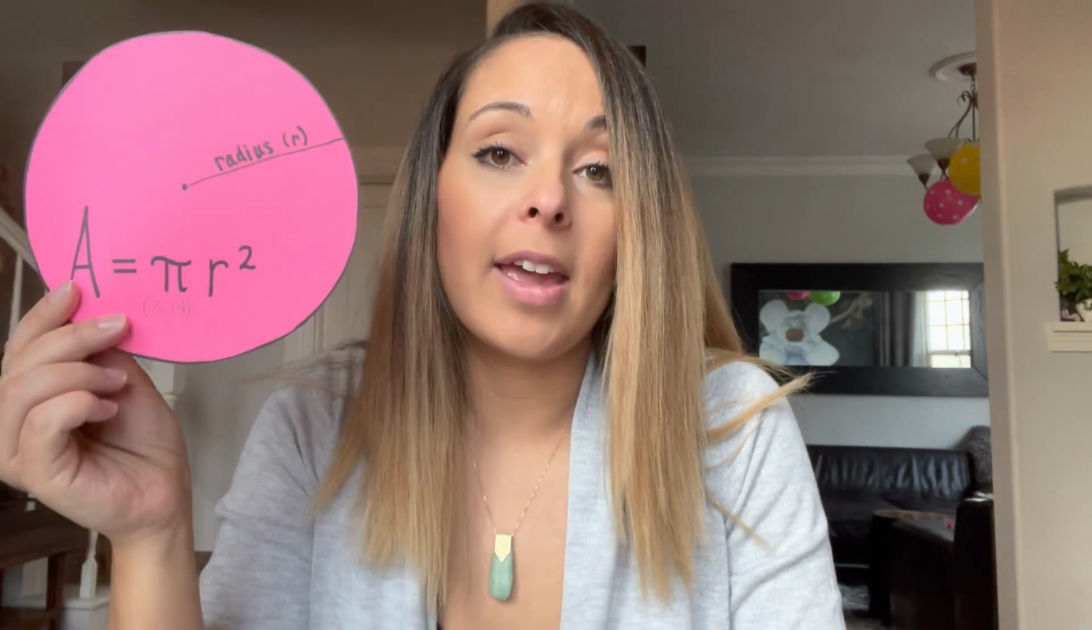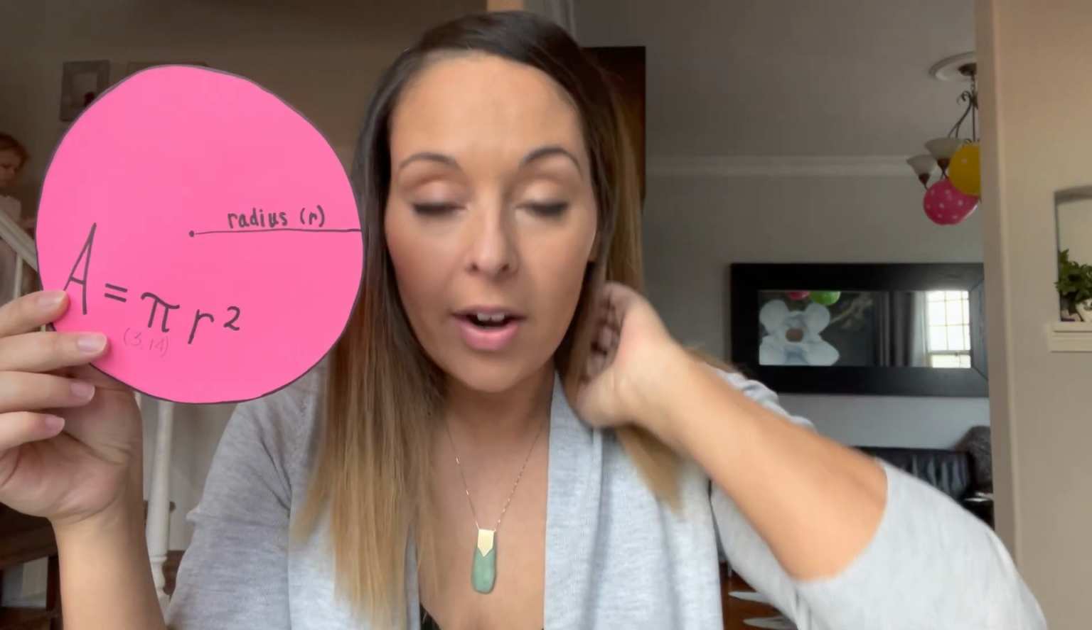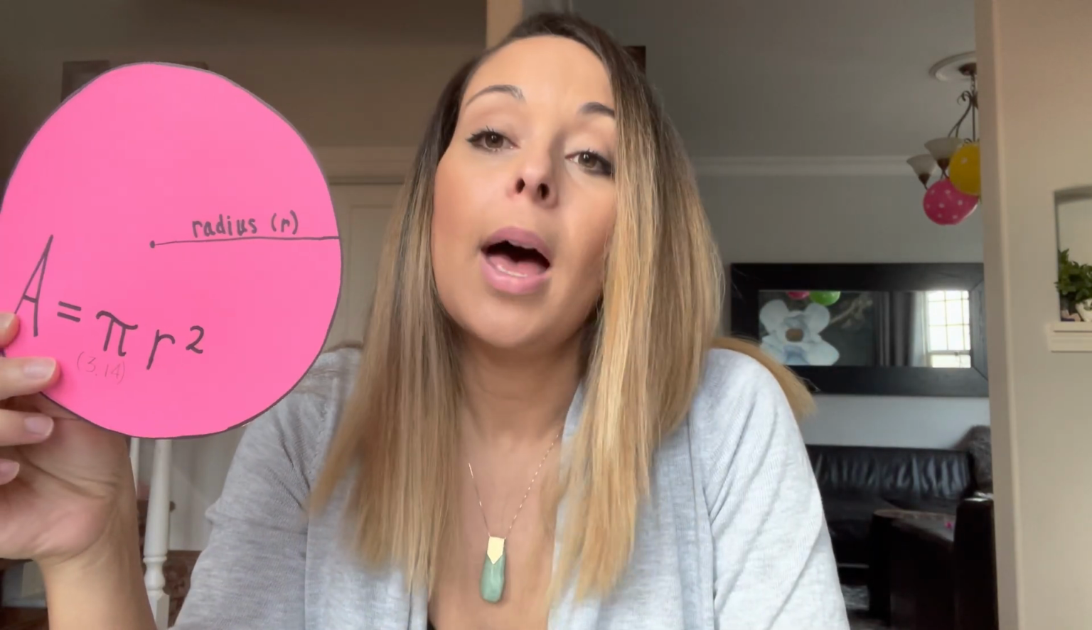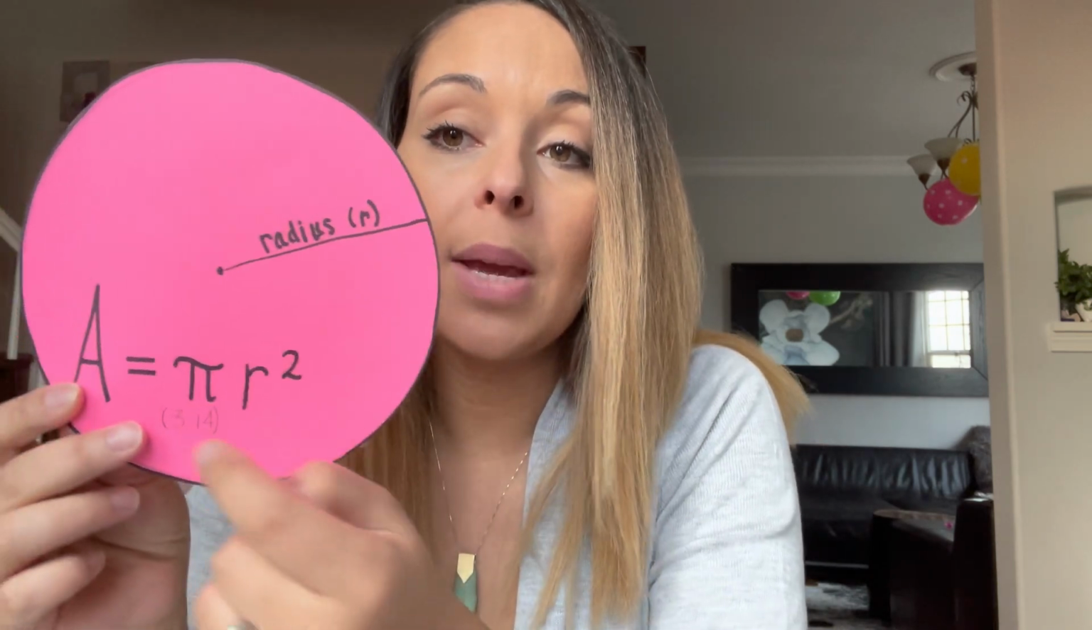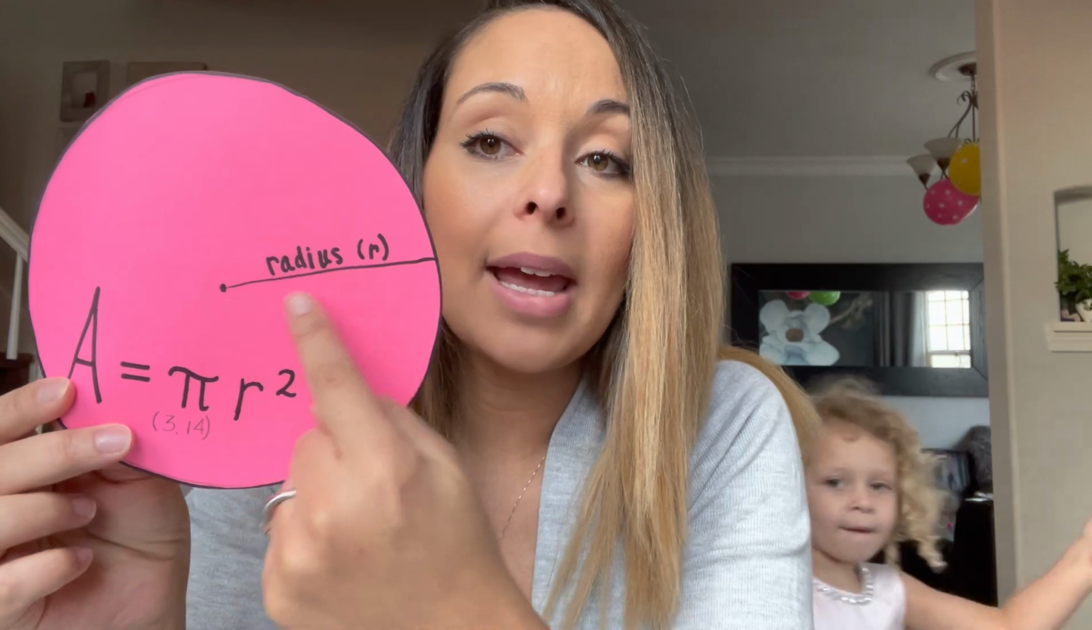So today we're going to start with math, and we're continuing all of our area formulas for the area of a circle. The area of a circle equals pi, which is 3.14, times the radius squared. And that is a continuation from all the area formulas that we've been learning over the last 4 weeks.